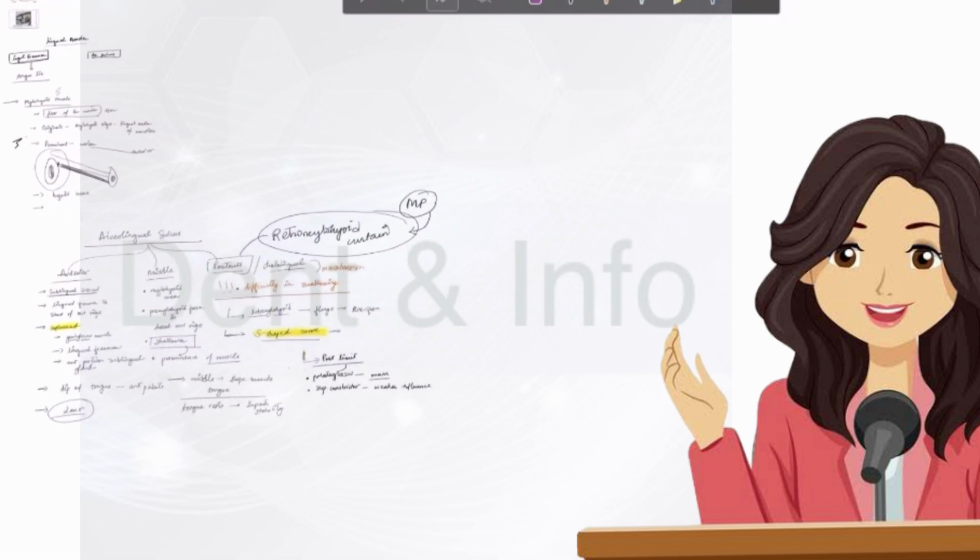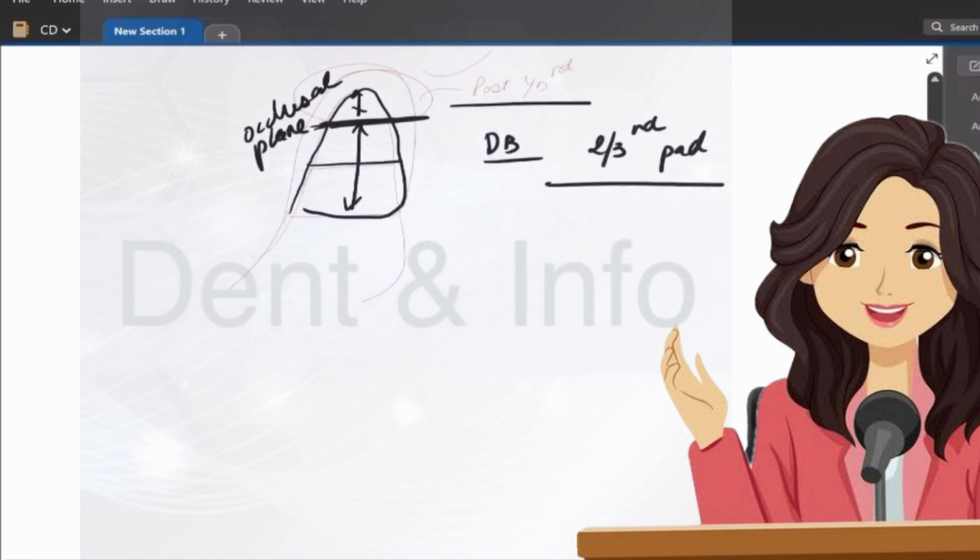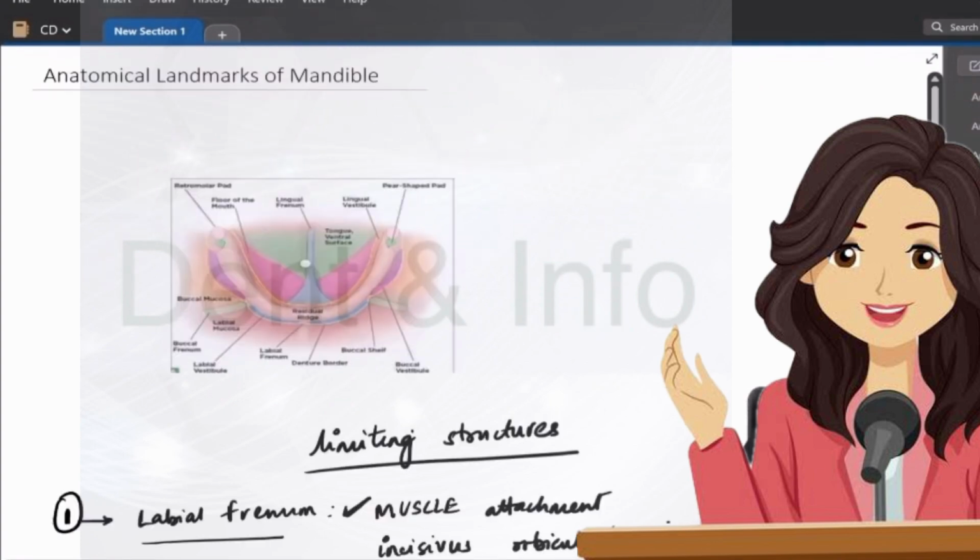So together what we have seen in the mandible is the supporting structures and the limiting structures. Now coming on to the relieving structures of the mandible. Let us discuss the relieving structures.